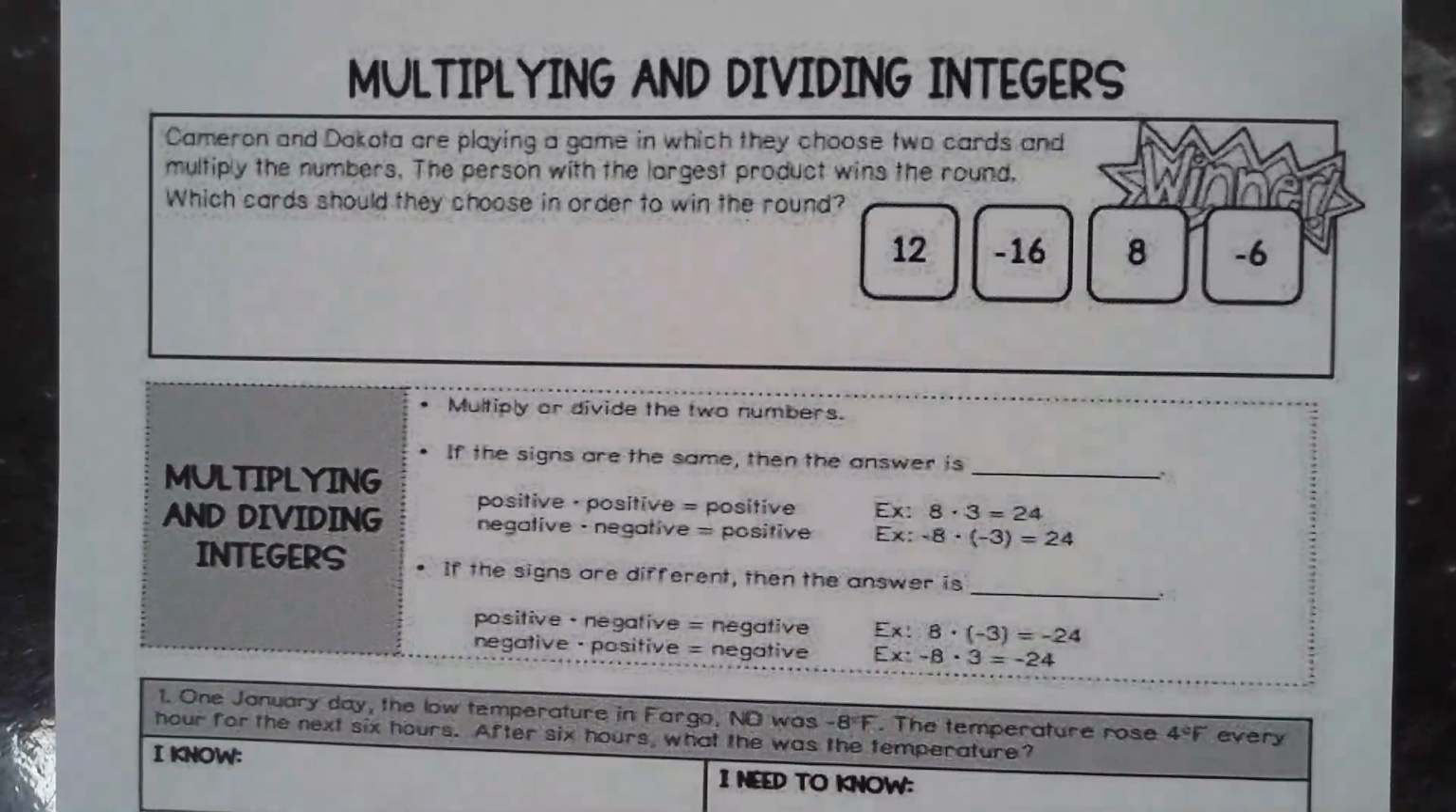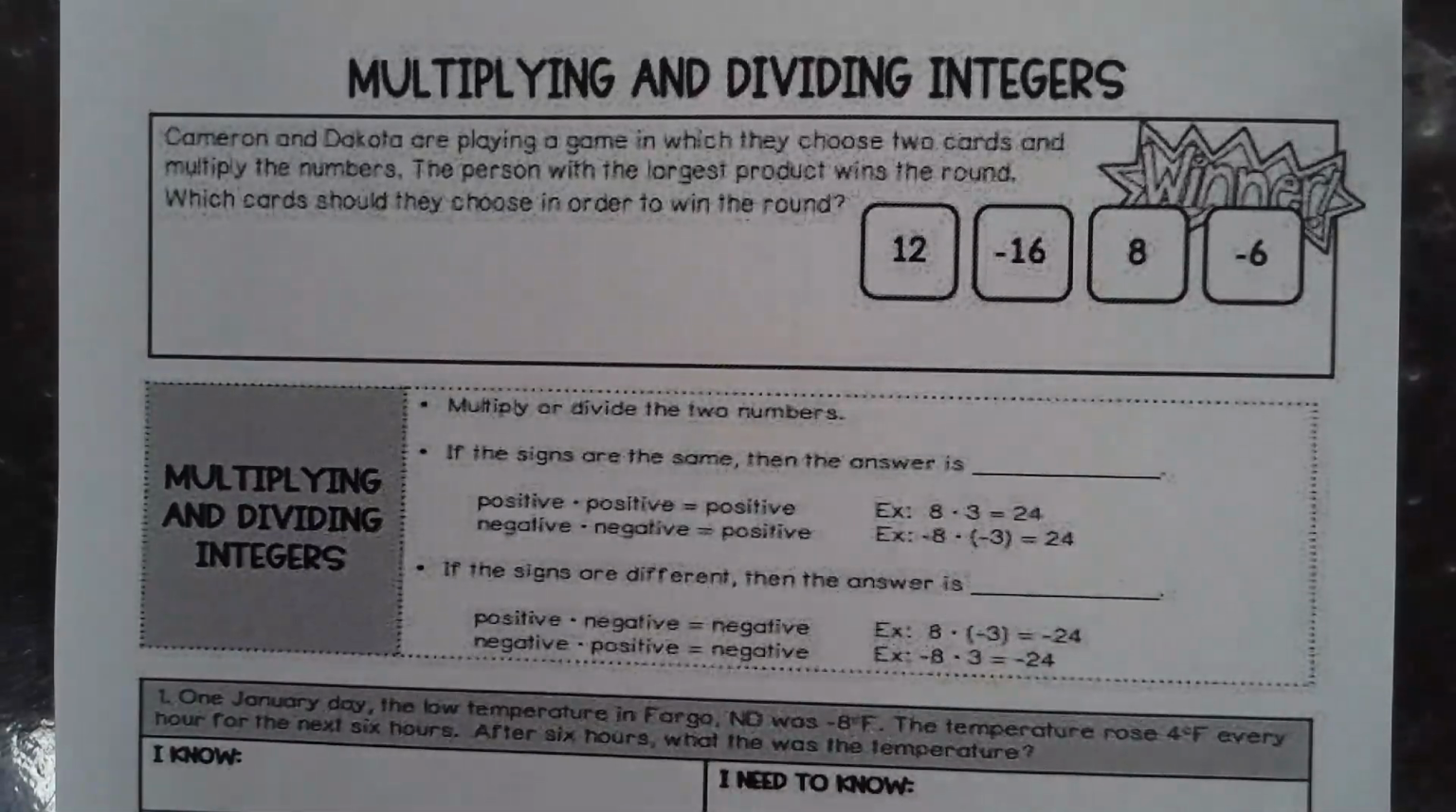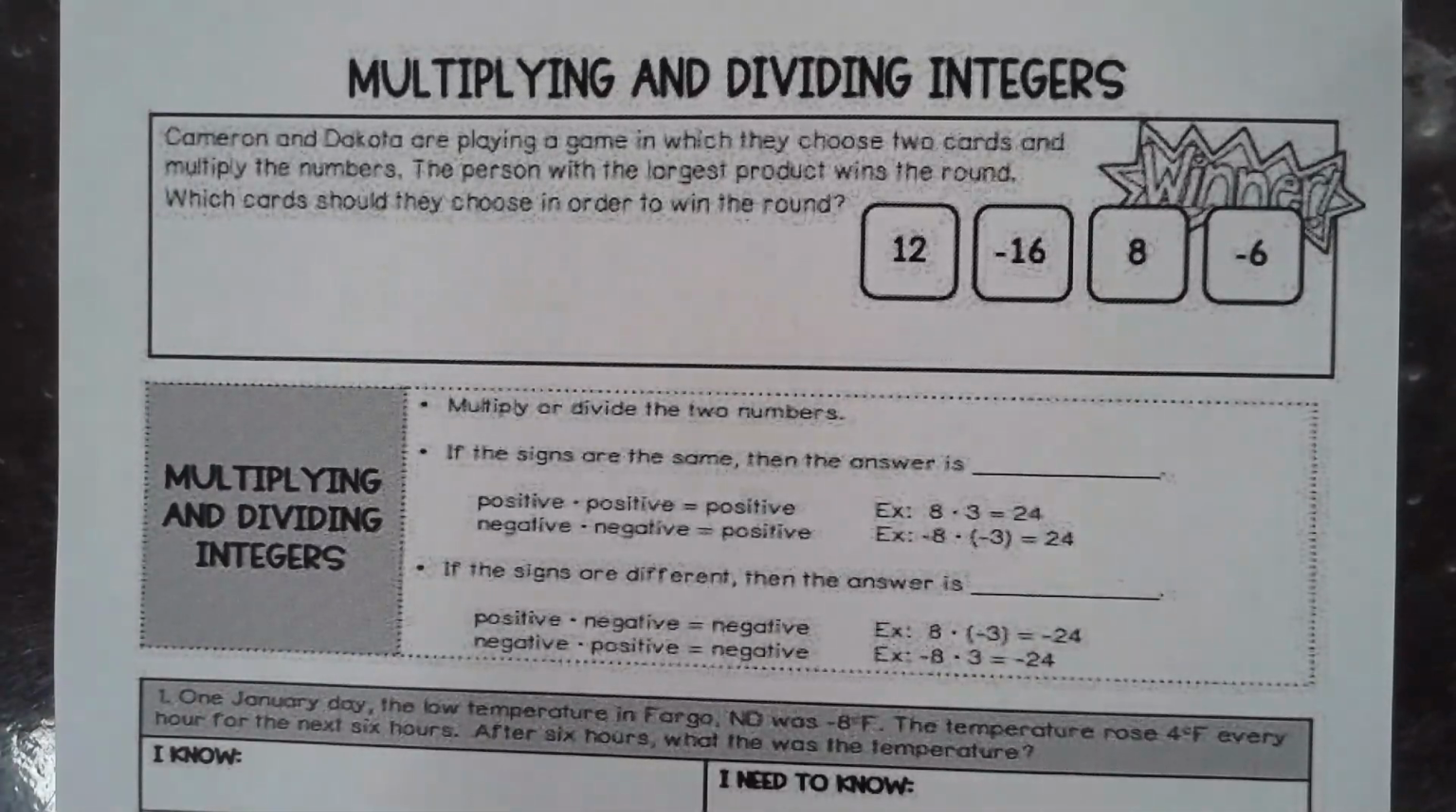Let's look at this packet here. So that gives us a problem at the top. It says Cameron and Dakota are playing a game in which they choose 2 cards and multiply the numbers. The person with the largest product wins the round. Which cards do they choose in order to win the round?